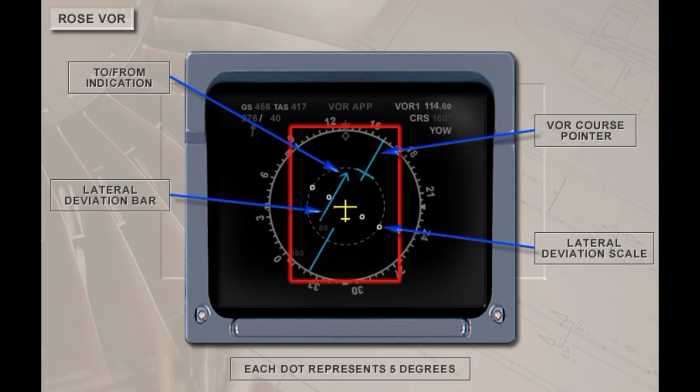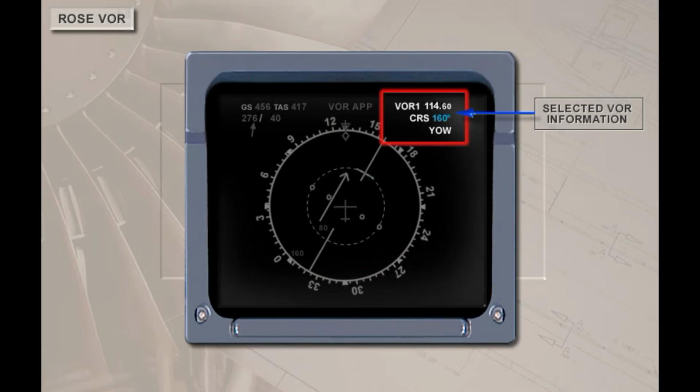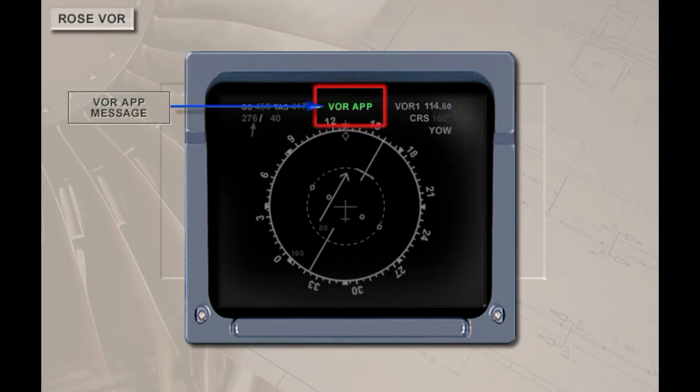The arrow on the end of the bar represents the to-from indication. In the upper right corner, the selected VOR, the frequency, the identification, and the selected course are displayed. The message VOR approach appears in green at the top of the screen when the crew has selected a VOR approach through the Flight Management Guidance Computer.